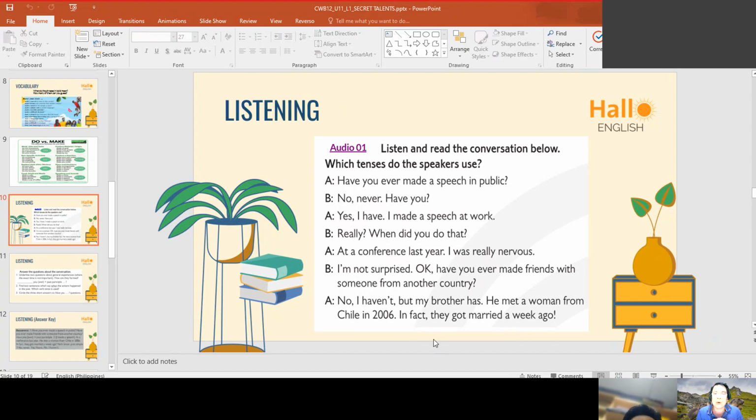Okay. Now, in this particular conversation, what have you observed? Which tenses do the speakers use? In letter A, let's try to find first the verb. The verb is made. So look at this one. What tense of the verb is the word made?